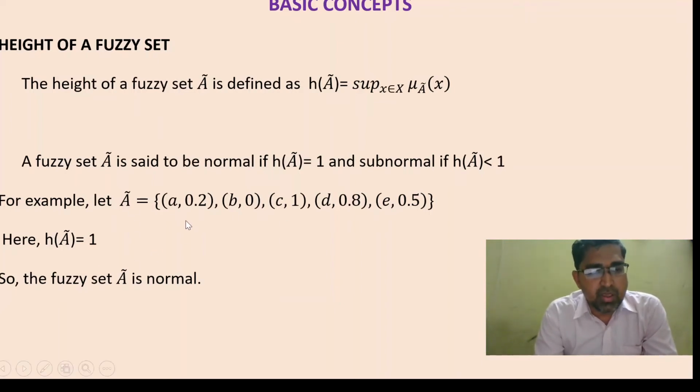This is the fuzzy set A = {a, 0.2; b, 0; c, 1; d, 0.8; e, 0.5}. What is the height of this fuzzy set A? We see all the membership values. What is the supremum, or highest value? It is 1. So the height is 1, so this fuzzy set is normal.